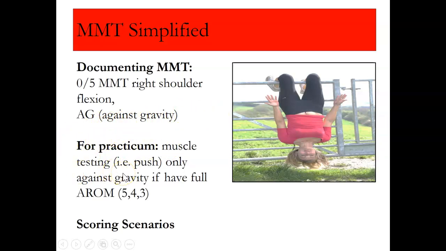Again, you're only pushing if there are 3, 4, or 5. If you ask them to go fully against gravity and they only go part of the way, you know they're a 2. They can't do anything against gravity, so you don't know whether they're 0, 1, or 2, and you have to put them in a minimized plane. But again, no more pushing. If they're below a 3, there's no pushing.